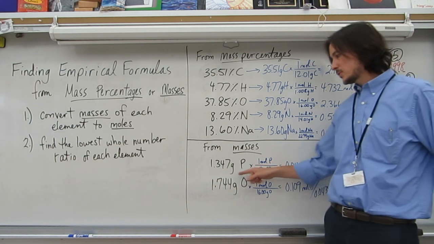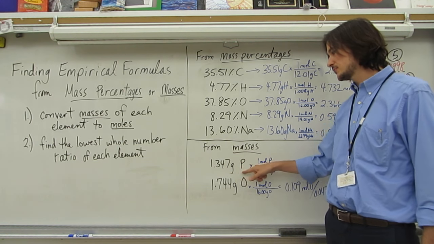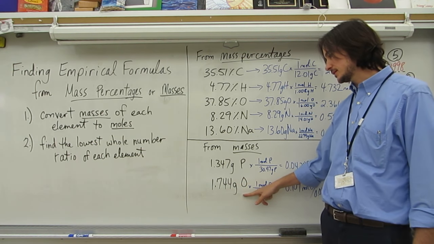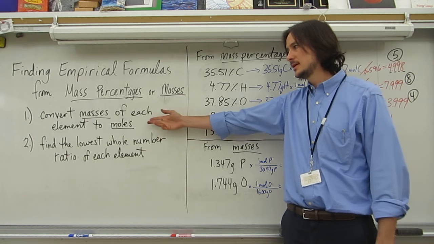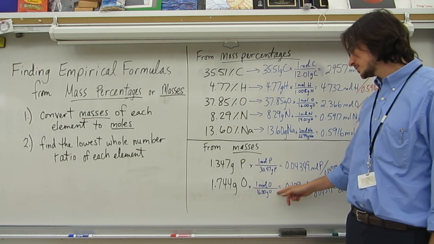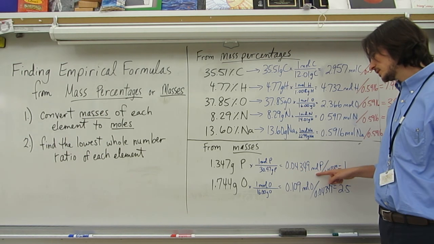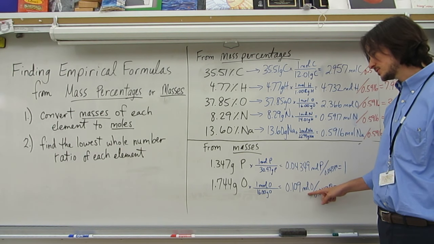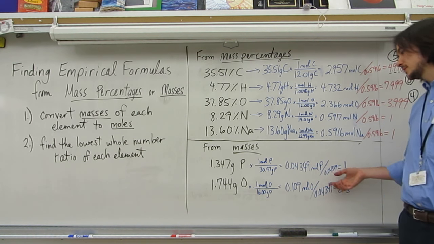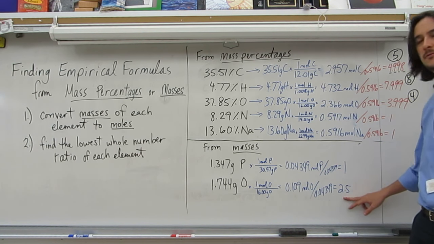Next one is from masses. You could analyze a sample and say, I know this sample has 1.347 grams of phosphorus and 1.744 grams of oxygen. Well, I have masses, so we're going to do step 1. We convert masses to moles, using the molar mass of phosphorus and oxygen. We get 0.04349 moles of phosphorus and 0.109 moles of oxygen. And we divide by the lower of these, which is the phosphorus. So we get a 1 to 2.5 ratio.